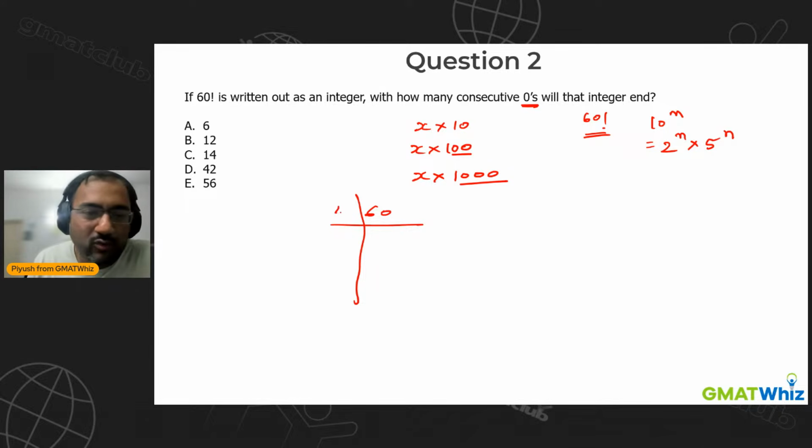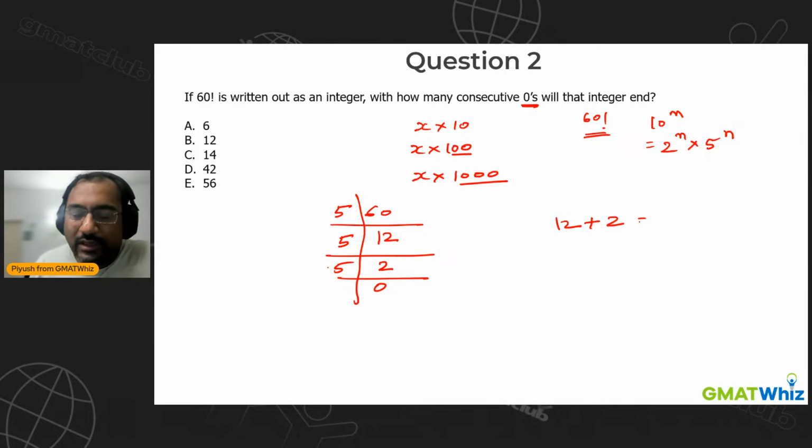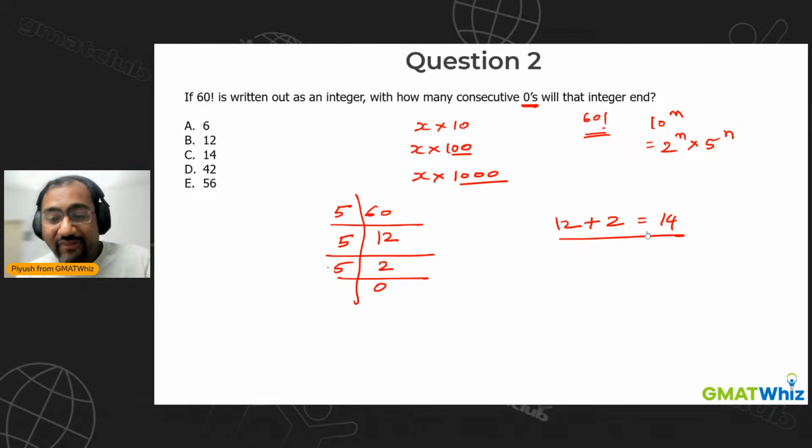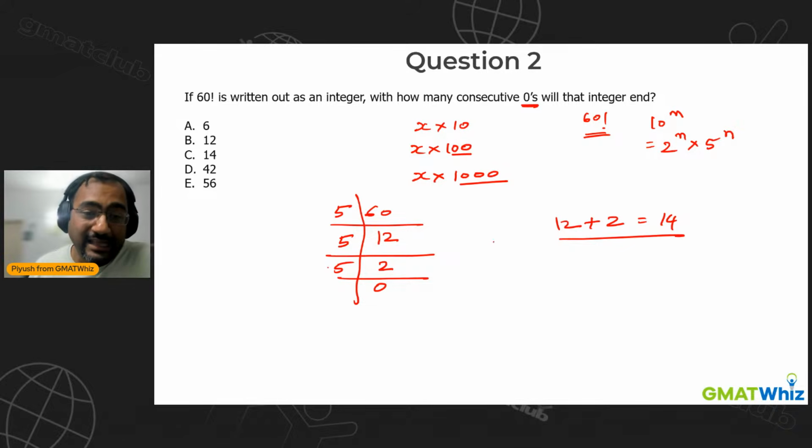So how do you do that? Just do this division. Divide 60 by 5. Whatever the quotient is, write it on the side, and keep dividing the quotient by 5 and keep adding the quotients down till you reach the quotient of 0. Once you reach the quotient of 0, that means that's the maximum number of 5's that you can find. So in this case, the answer is 14, because there are a maximum of 14 5's, and there will be a lot more 2's, but I will only be able to use 14 of them to get to 10 to the power 14. So there will be 14 zeros.